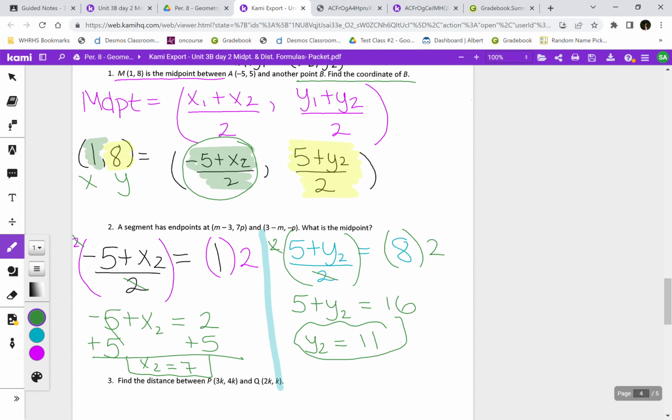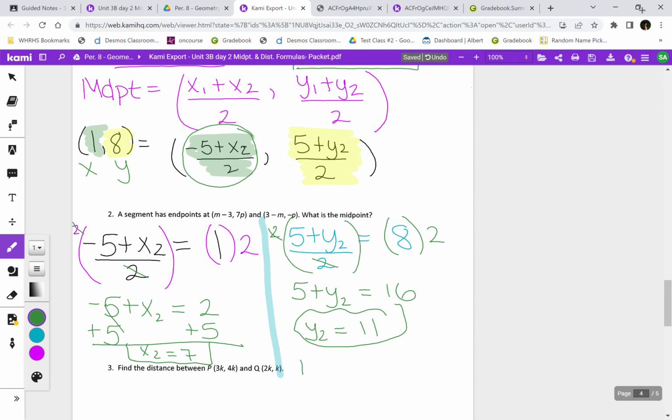Find the coordinates of B. Did we find the coordinates of B? Yes. So I'm going to say B is equal to 7, 11.